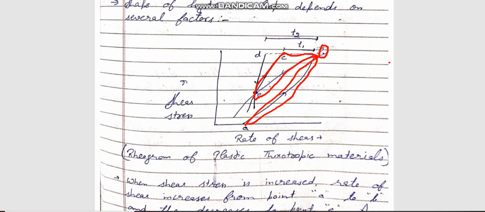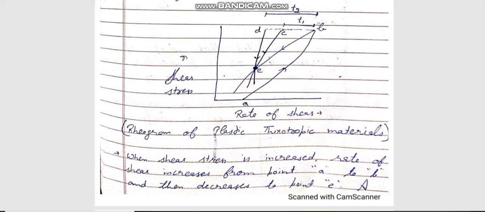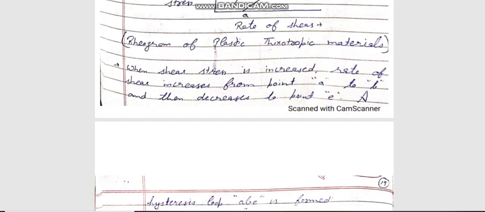And if the time has been extended as t2, then the hysteresis loop will be in the shape of A, B, C, D, E. So from this graph we can simply conclude that the shape of the hysteresis loop depends on the rate of shear, and for which time the rate of shear has been held at a particular position. And this is the simple explanation which was used for this graph.